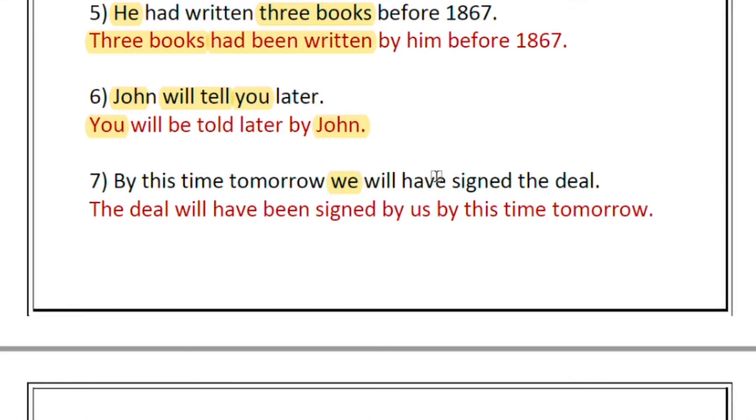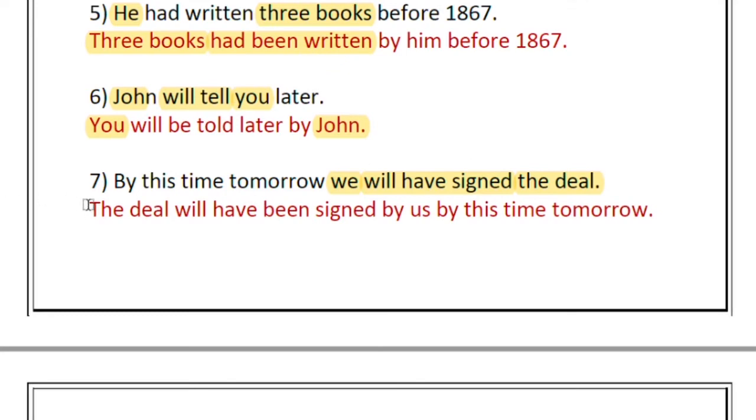Who is doing the job? That is only the subject. So, we. Now, which one is the verb? Will have signed. Isn't it? That is the verb. Imagine that you cannot identify which one is the object. By this time tomorrow or the deal, which one is the object? Then you ask what to the verb. Which one is the verb over here? Will have signed. Question what to it? Will have signed what? The deal.